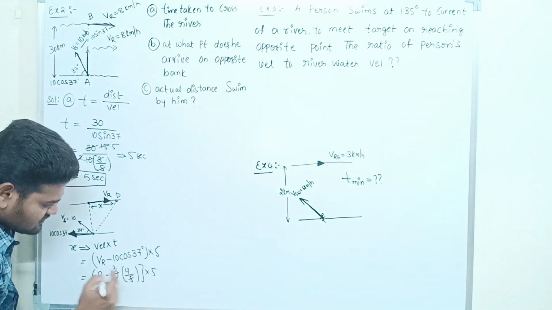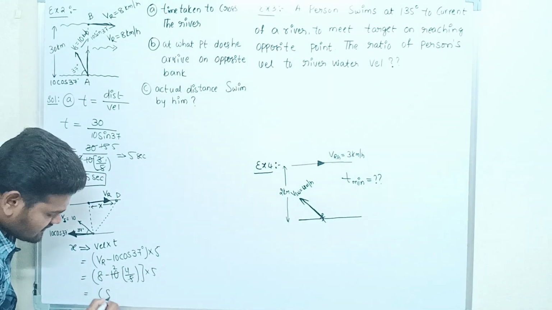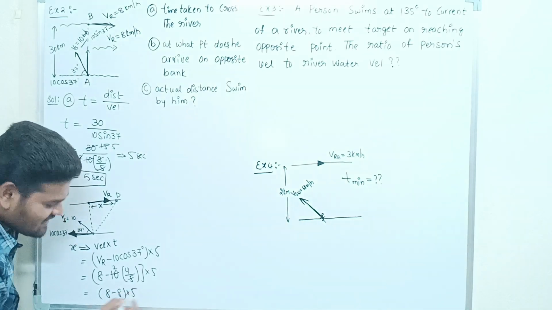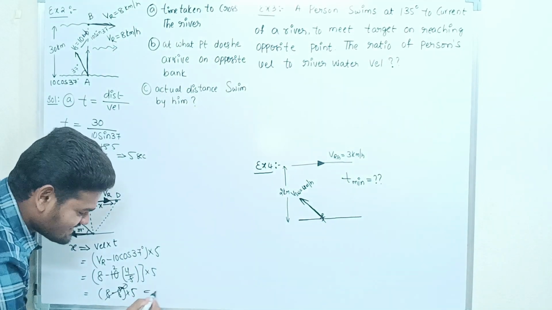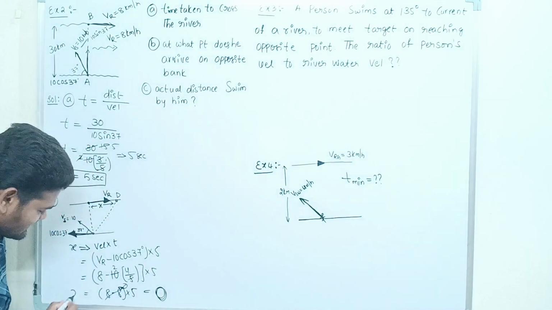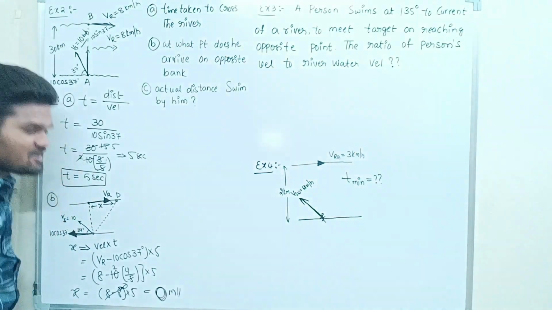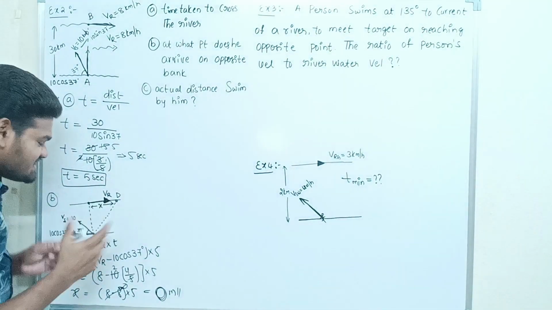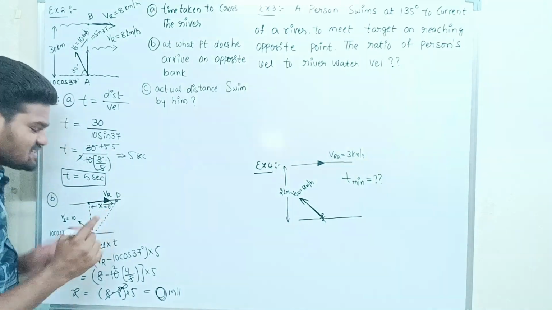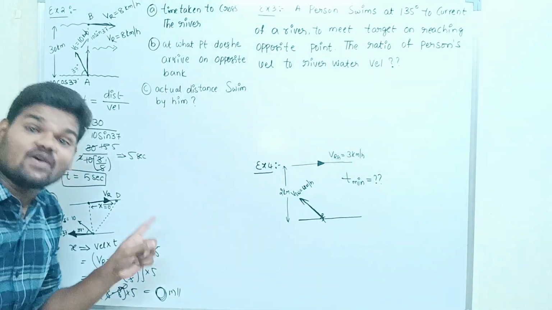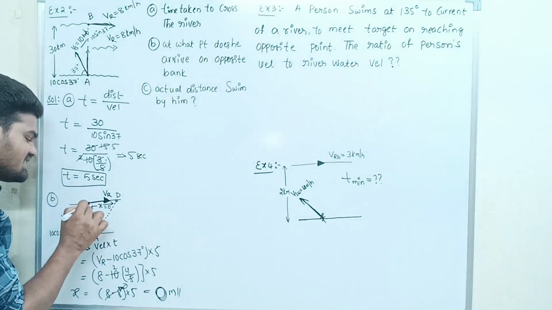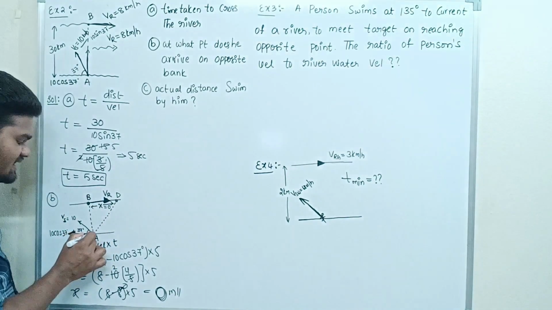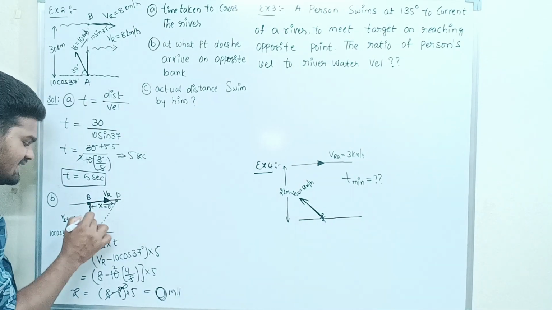So 5 ones are 5, 5 twos are 10, 5 fours are 20. So we got 8 minus 8 into 5. So what is 8 minus 8? 0. 0 into something is 0. Big 0 we got. So drift is equal to 0 meters, which means there is no drift. That means he started at a point A and reached the other side of the bank at a point B directly.